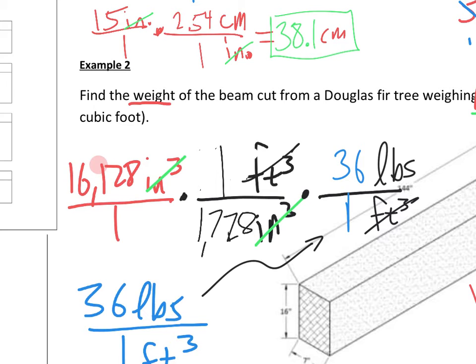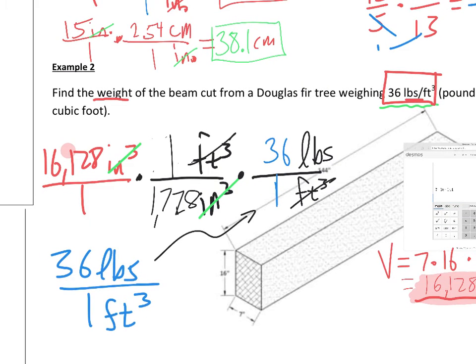So 36 pounds is the same as 1 cubic foot. Okay. Now we have everything we need as far as the units go. Okay, because these units are going to cross out. Cubic feet crosses out with cubic feet, and the only unit that's left is pounds. Okay, so when we multiply this out, we're going to have an answer in pounds.